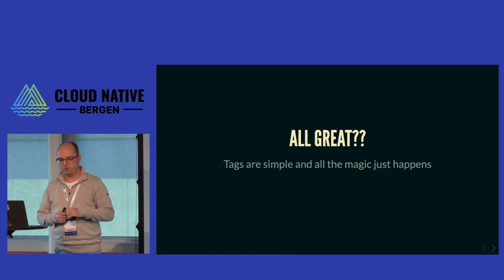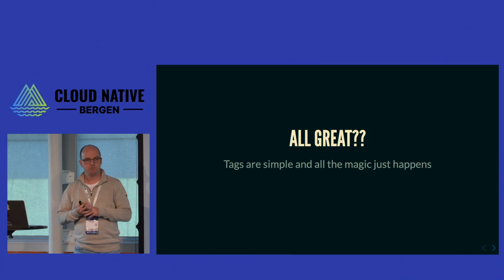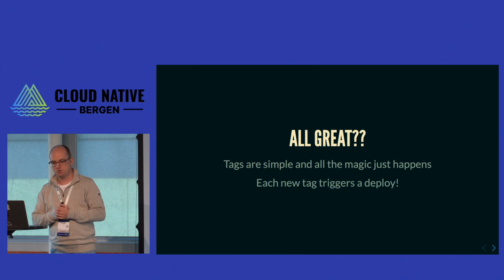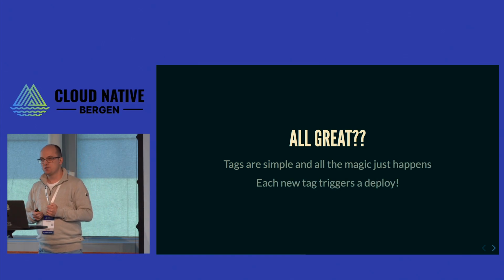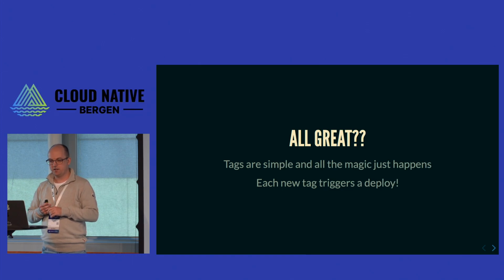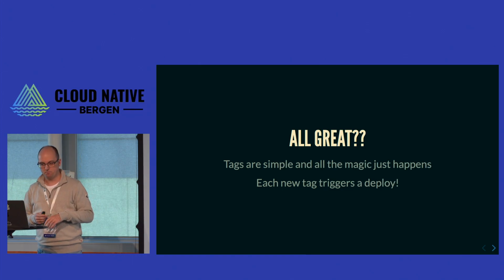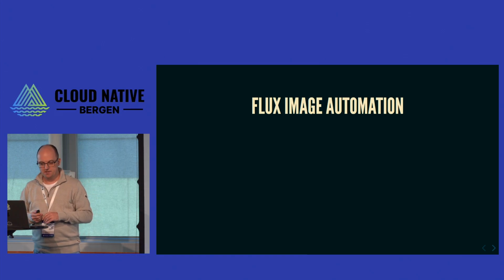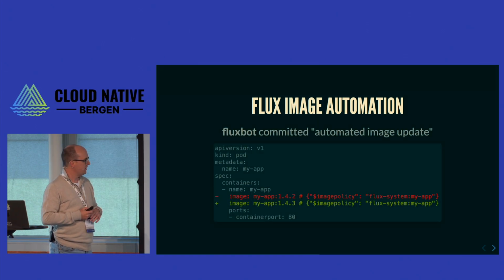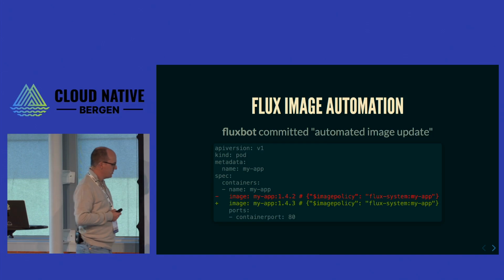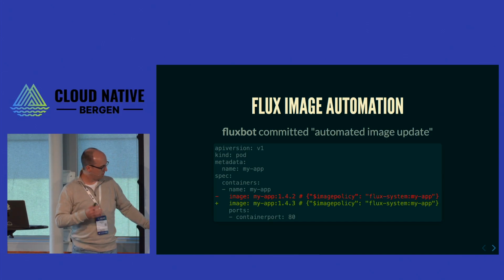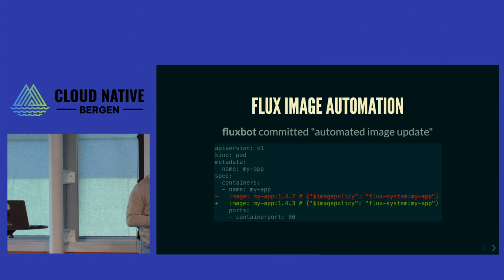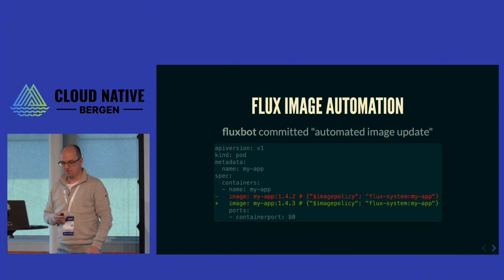Great, all perfect, right? We have tags. Tags are very practical, very simple, everyone can do them. And with each tag, we ultimately trigger a new deploy. So we do have one kind of one-button deployment method now. So what does this look like? I said Flux will commit to your repository. It will create these kinds of commits where it changes the image tag to the new version. And you see behind this, there's a little comment in the YAML file that tells Flux how to map this line to some other custom resource that's in the cluster somewhere else.